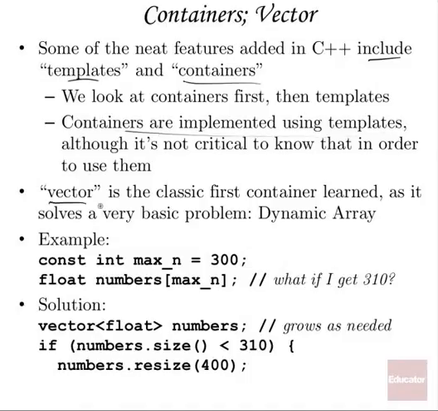The vector is first because it's the classic first thing that everybody wants. Everybody asks for an array that can be any size that they want it to be. They say, I don't know, why should I set it up to 300? If 300 is too much, I've wasted a lot of memory. If 300 is not enough, then the system will crash when we get to 301. Well, use a vector. It's typically the first one to learn. It solves that basic problem, the dynamic array.